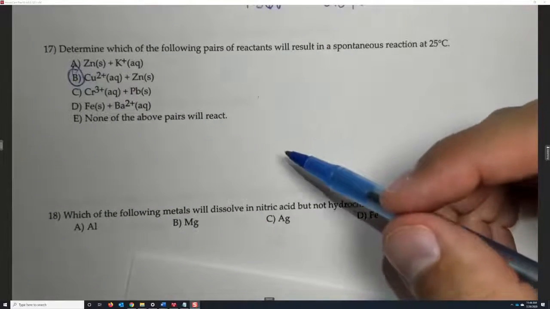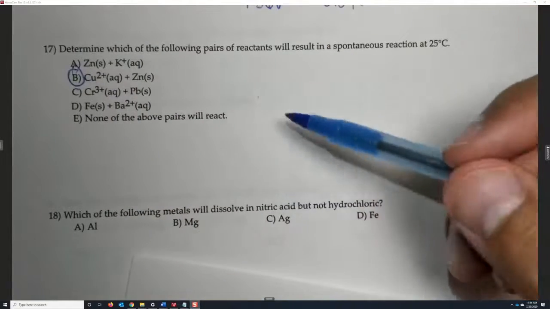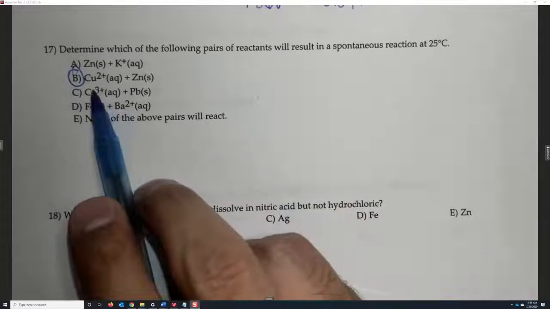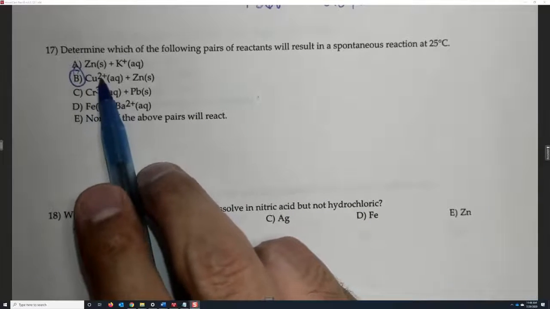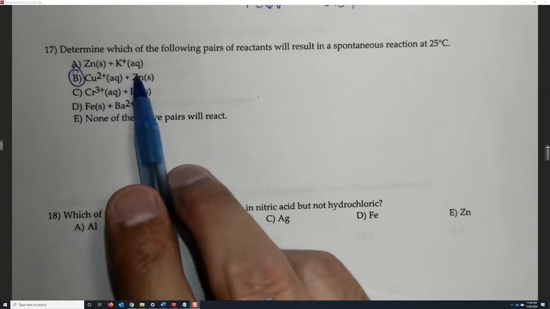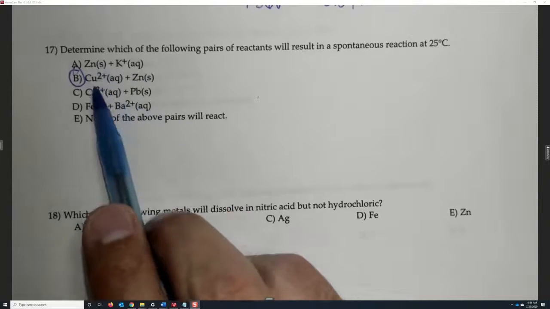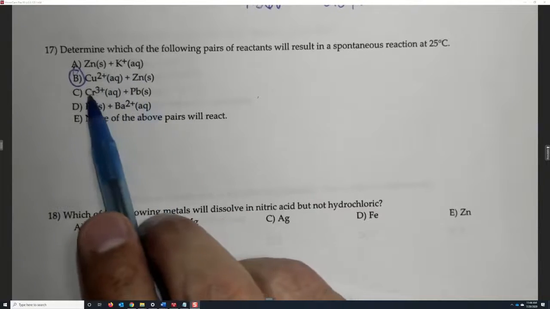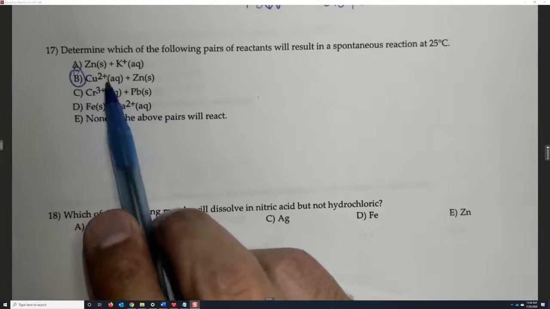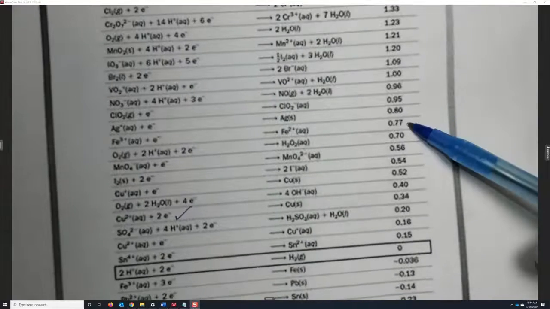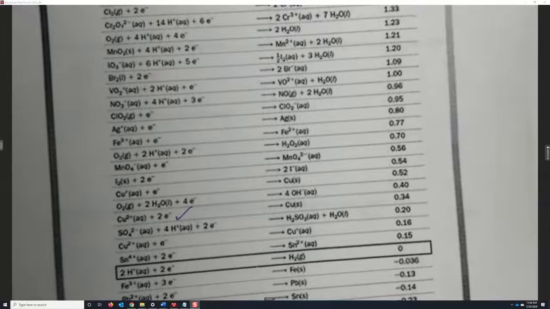Generally speaking, the rule is which one has the higher reduction potential. If the ion has the higher reduction potential, it will take electrons away from the metal. Notice that in all cases, you're given a metal, a solid, and an ion. So if the ion is higher up on the table, it will take electrons away from the metal and form that metal and the ion.